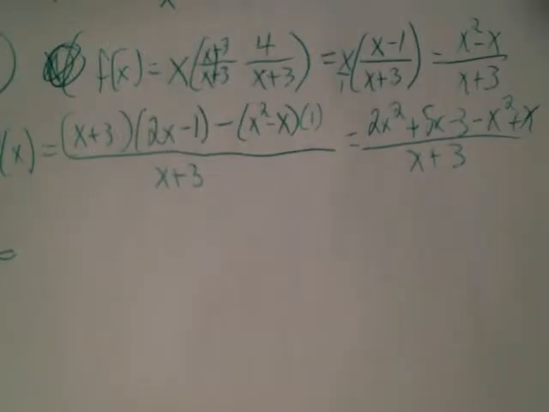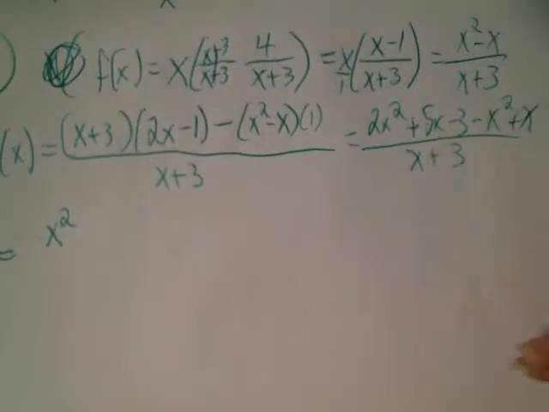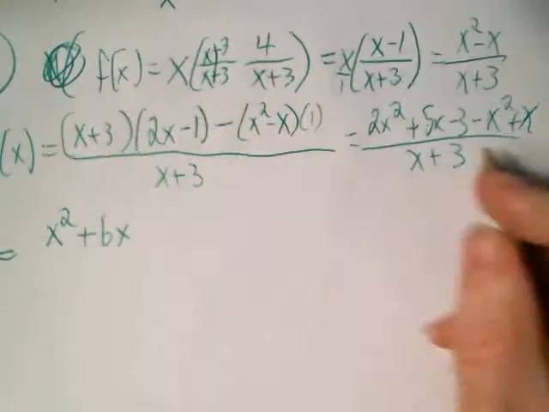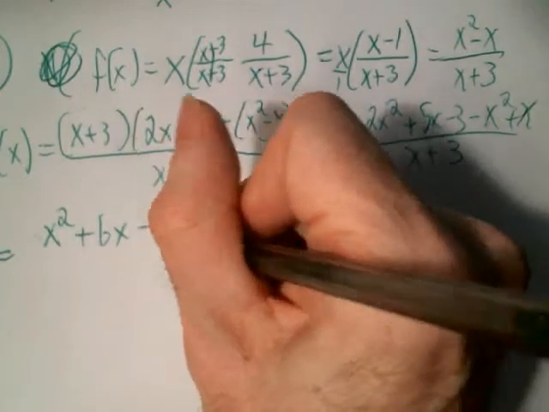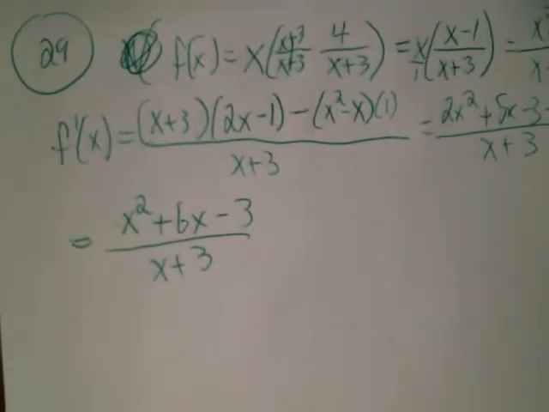Two x squared minus x squared is 1x squared. 5x plus x is 6x, and then minus 3, and then that's all over x plus 3 squared. Let's go through two more of these, I suppose.